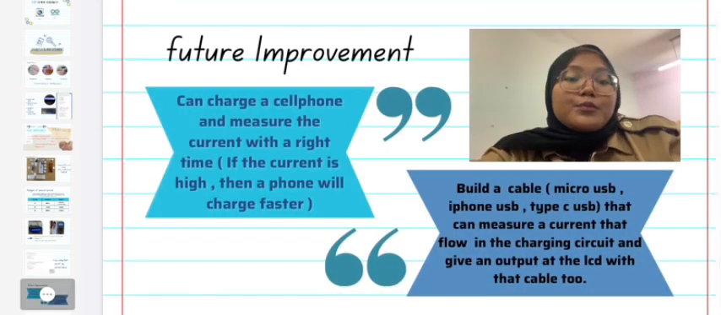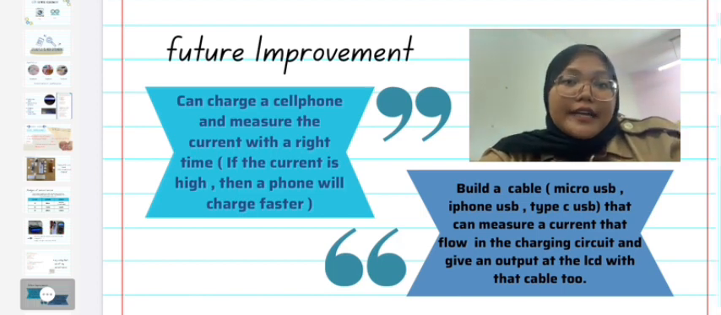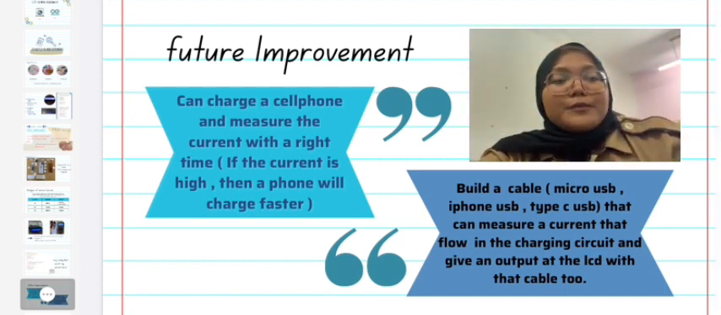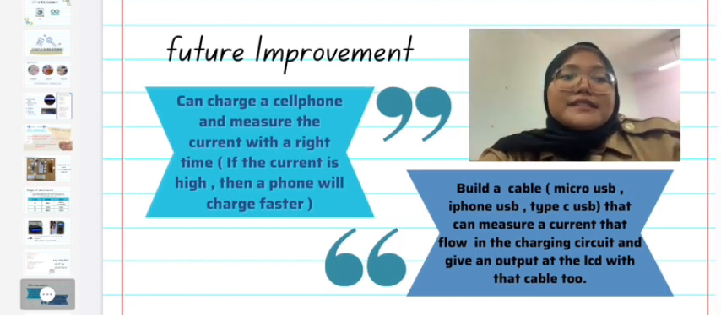This is my future improvement for our current sensor. The first one is that I hope I can charge a cell phone and measure the current in real time. If the current is high, then the phone will charge faster. The next one is that I also hope I can build a cable, micro USB, iPhone USB or Type-C USB, that can measure the current flowing in the charging circuit and give an output on the LCD with that cable too.